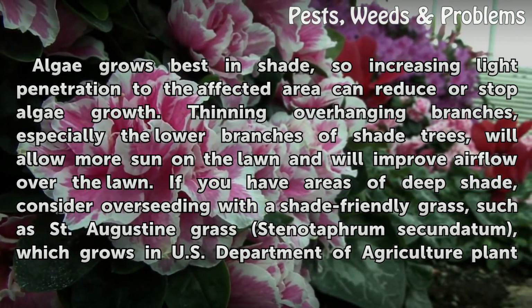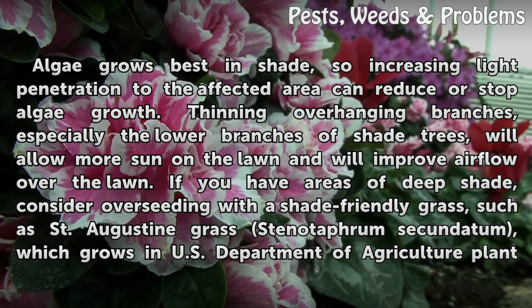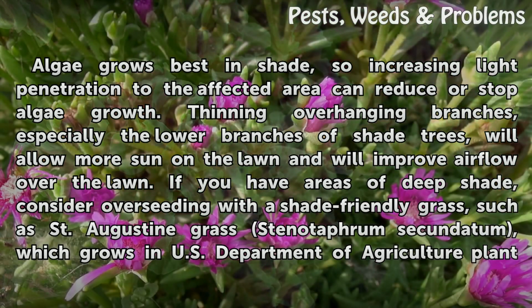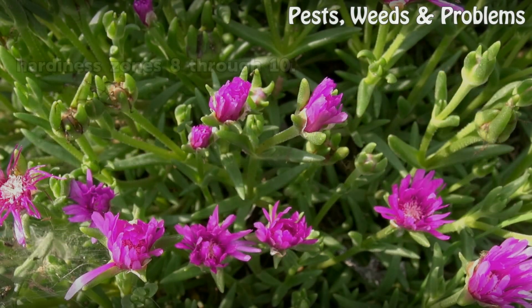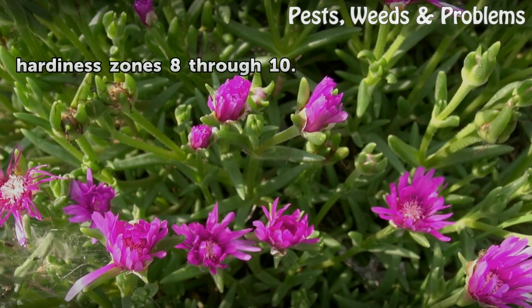airflow over the lawn. If you have areas of deep shade, consider overseeding with a shade-friendly grass, such as St. Augustine grass, Stenotaphrum secundatum, which grows in U.S. Department of Agriculture plant hardiness zones 8 through 10.